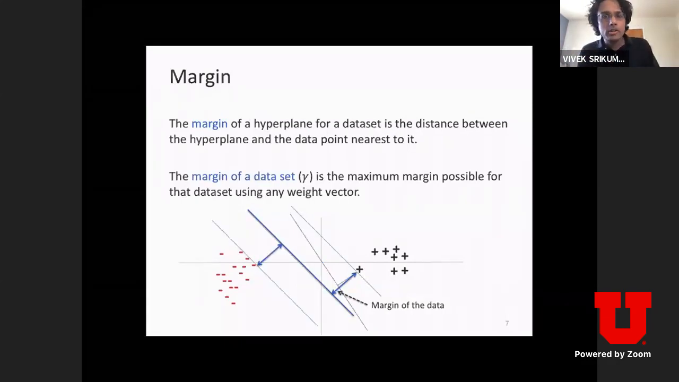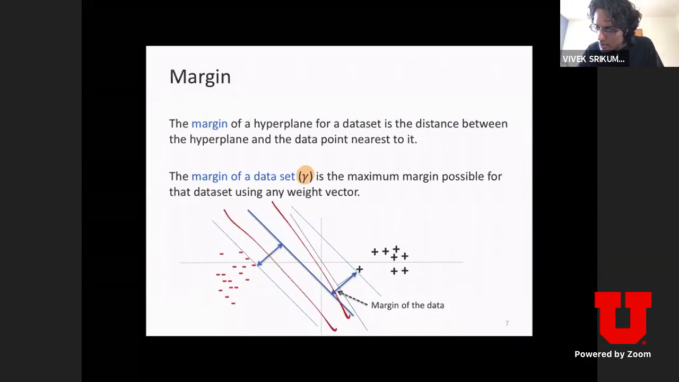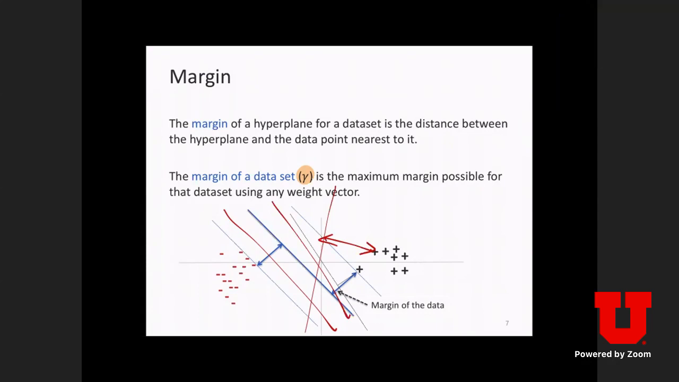But the more interesting notion is the margin of a certain data set, for which the Greek letter gamma is used. The margin of a data set is the maximum possible margin among any weight vector that could exist. The naive way of finding the maximum margin is to try putting lines in this separating region, all possible lines, find the distance for each one of them, and then find the line that has the highest margin. You can imagine that the margin of a data set is a property that tells you how difficult the data set is.